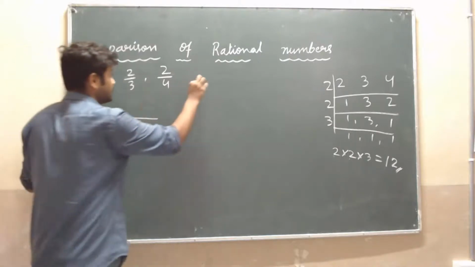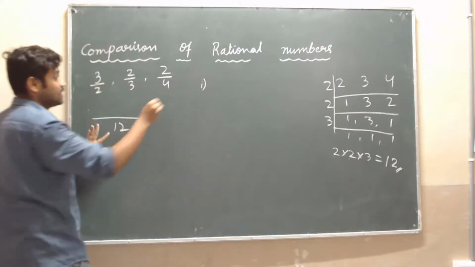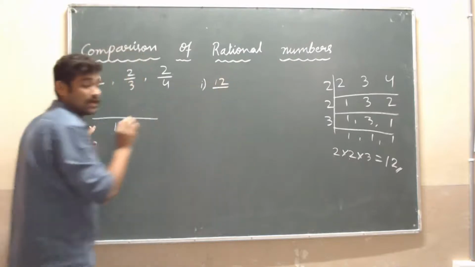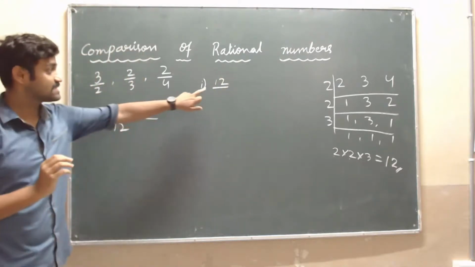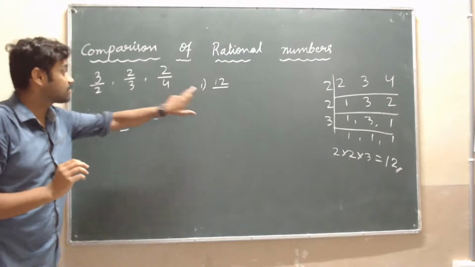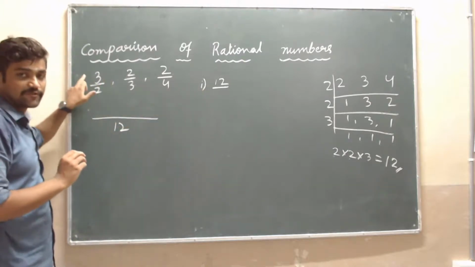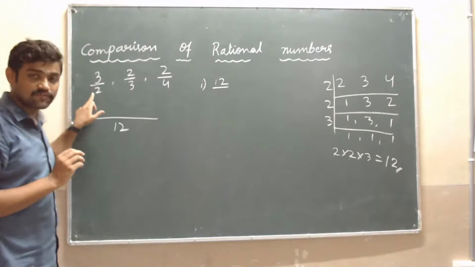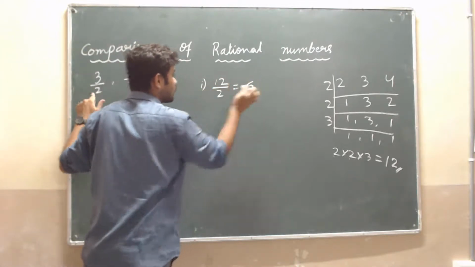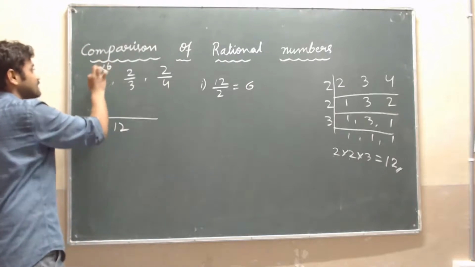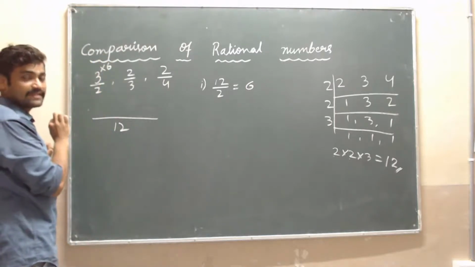See the first number. 12 is the LCM. Then we have to divide the LCM by the first number. Which is the first number here? 3 by 2 is the first number. What is the denominator of 3 by 2? That is 2. What will we get? 2 sixes are 12, and we have to multiply by 6. Isn't it?